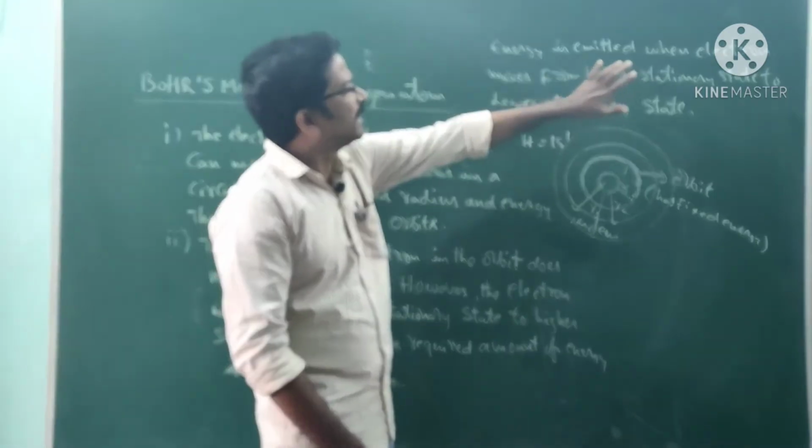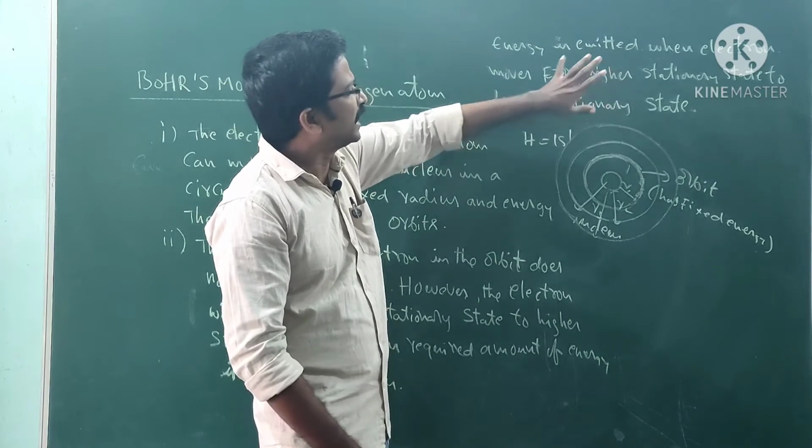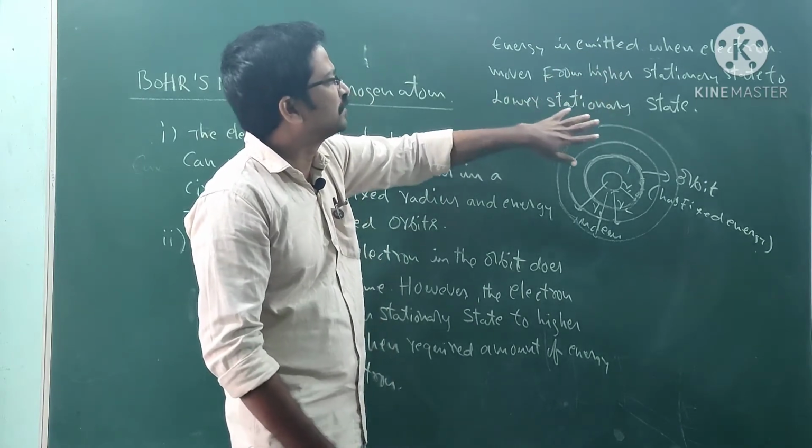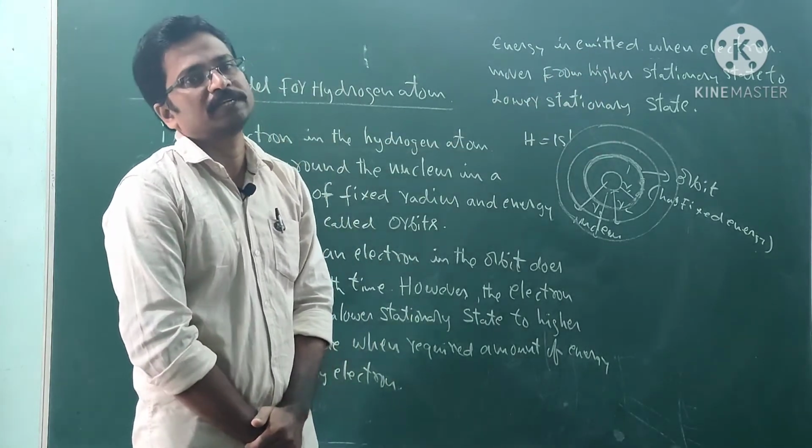Energy is emitted when an electron moves from a higher energy state to a lower energy state. What does this point say?